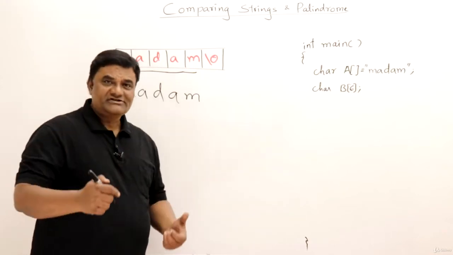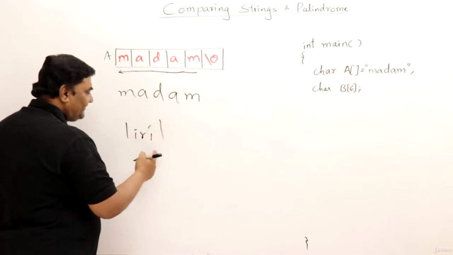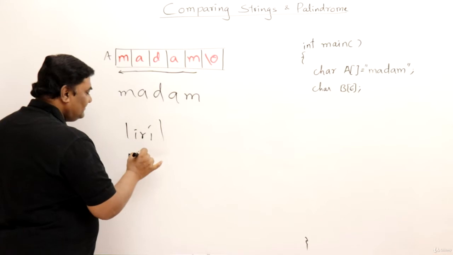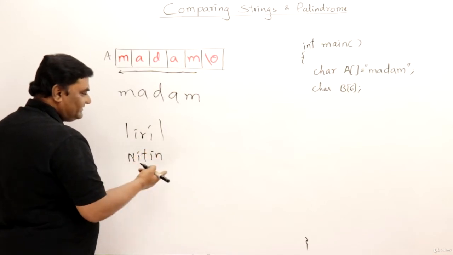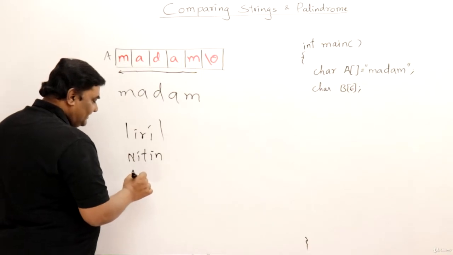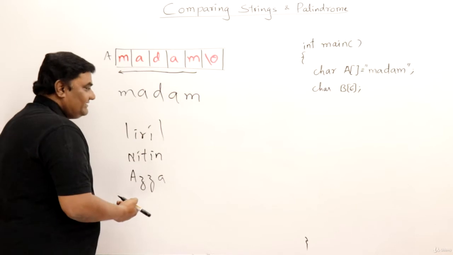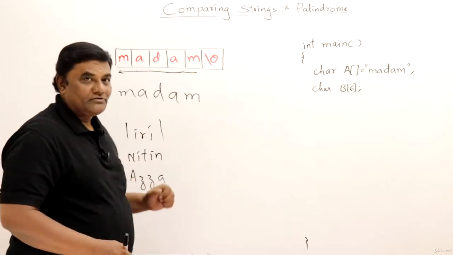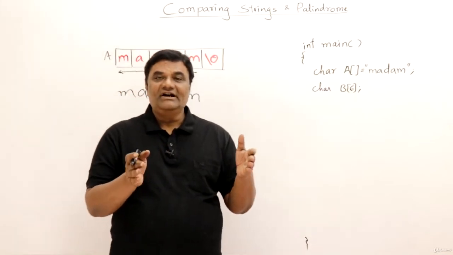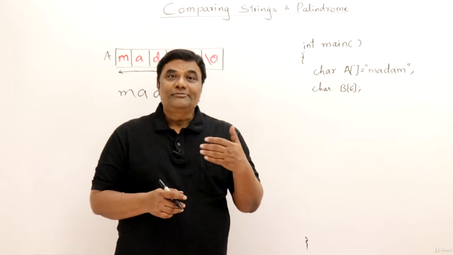I will show you a few more strings which are palindromes, like Literal. If you reverse it, it is literal only. Or Nitin, if you reverse it, it is a palindrome. It's the same thing, Nitin only. This is Aza. If you reverse it, it's Aza. So these are all palindromes. So our problem is, if a string is given, we have to find out whether it's a palindrome or not. So what is the procedure?